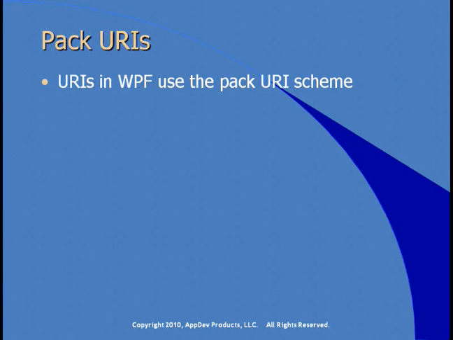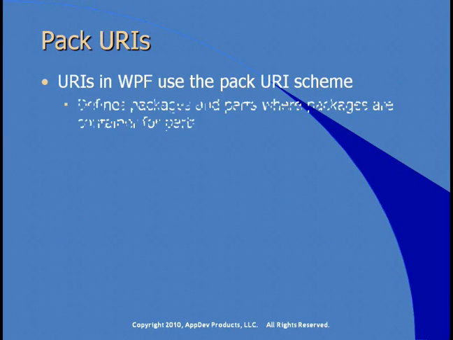URIs in WPF use what's known as the pack URI scheme, and that defines packages and parts, where the packages are containers for parts. If you've used the packaging API in .NET, then you're familiar with packages and parts. Office documents in Office 2007 and 2010 also use packages and parts. The parts are pieces of XML that make up the pieces of the document, and then those parts are packaged up into a single container, and that's actually the document.